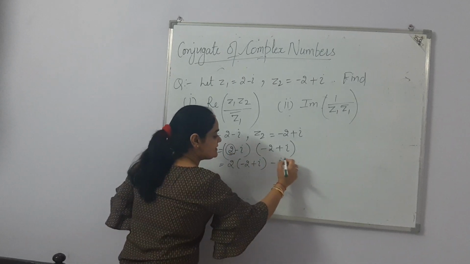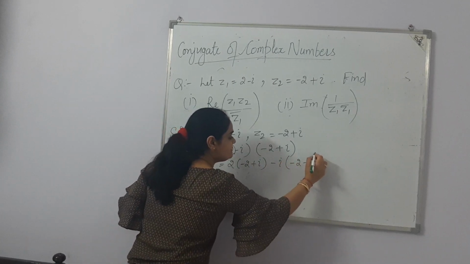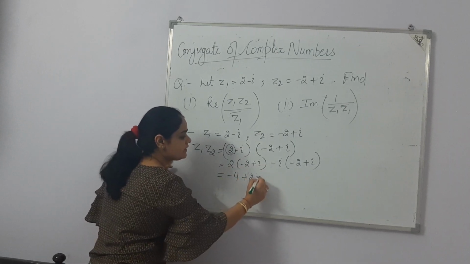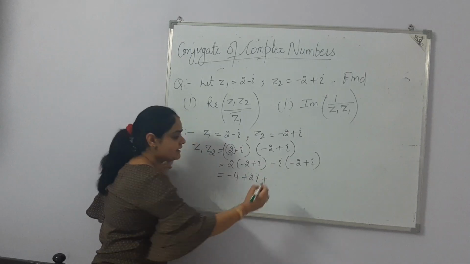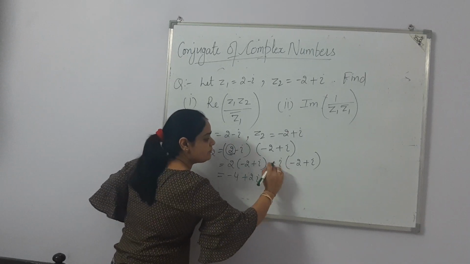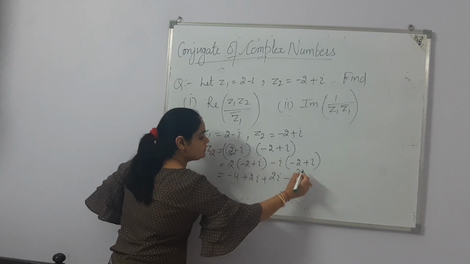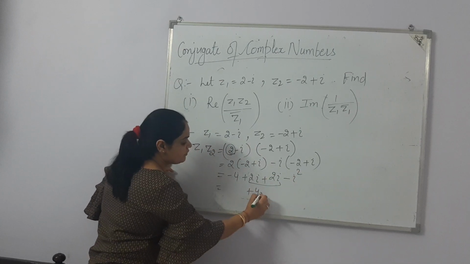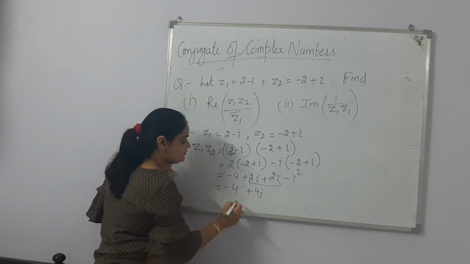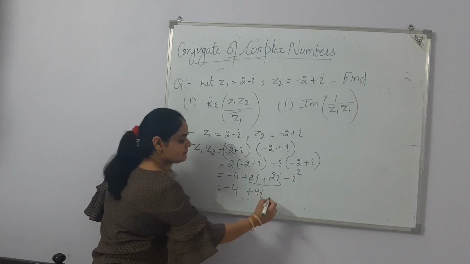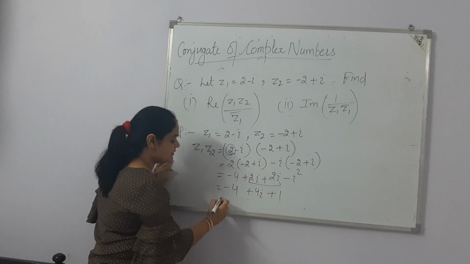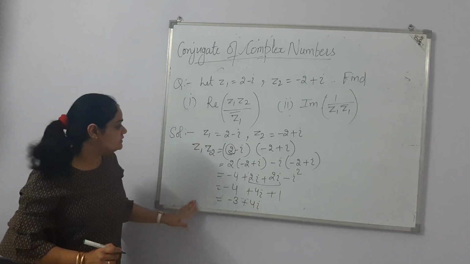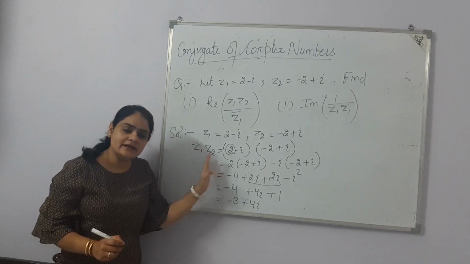And now minus iota will multiply minus 2 plus iota. So it becomes minus 4 plus 2 iota, minus minus plus, it is 2 iota plus minus minus iota square. So 2 iota plus 2 iota is 4 iota, and minus 4 iota square is minus 1, so minus minus plus. It becomes minus 3 plus 4 iota. This is the value of z1 multiplied by z2.